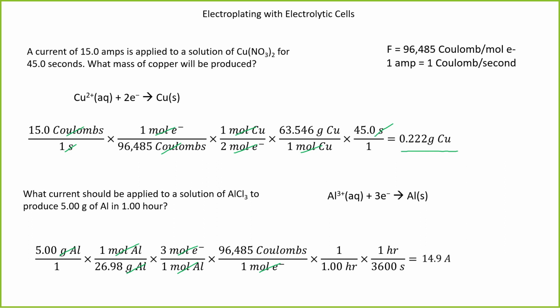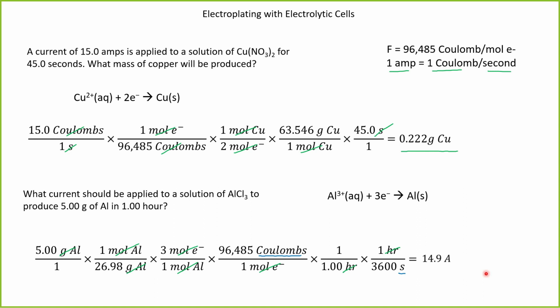That's my 1 hour. However, I'm trying to get to amps, and remember, amps are 1 coulomb per second. So I need to convert this hour into seconds. And now my units left are coulombs per second, which is amps. And I need to run a 14.9 amp current.